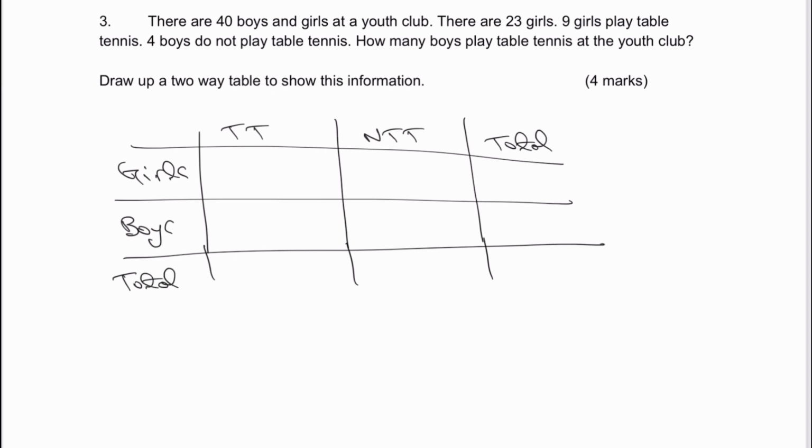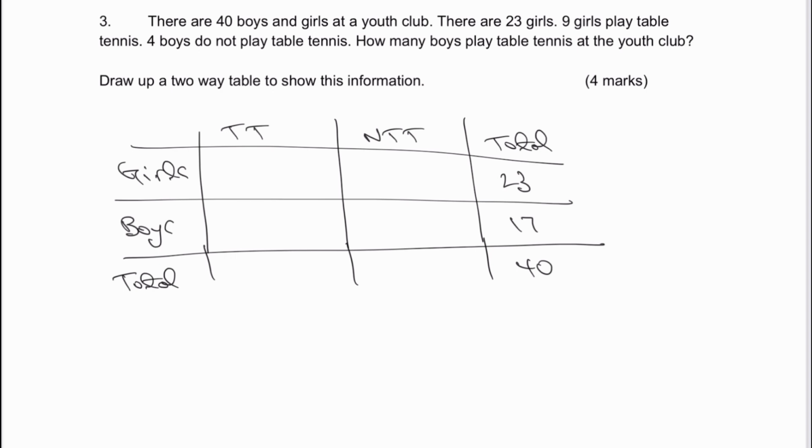Well, what are we told in the information? We're told that there are 40 boys and girls, so that's fine, I can put that into the total column there. And then it says there's 23 girls. Well, if there's 23 girls, that's absolutely fine, I can write that in, but it also means the difference between 40 and 23 is going to be 17, so there's going to be 17 boys.